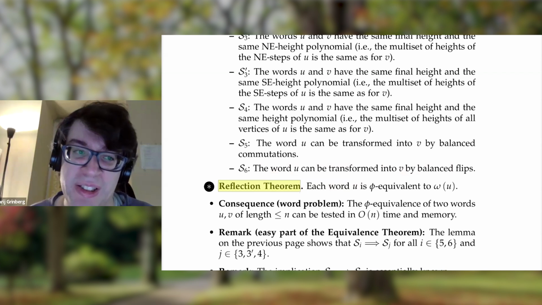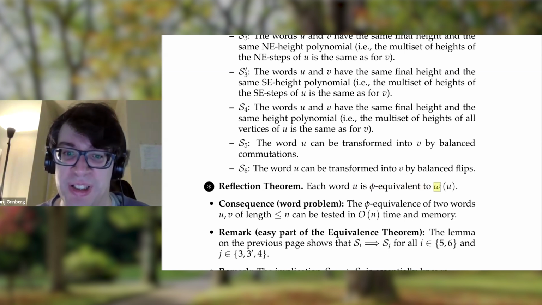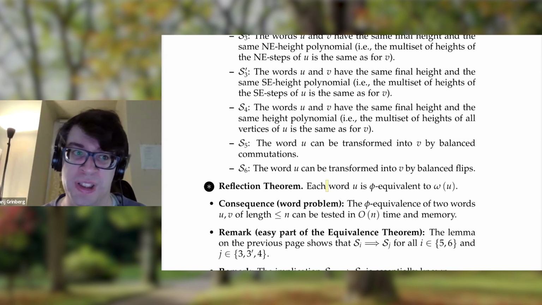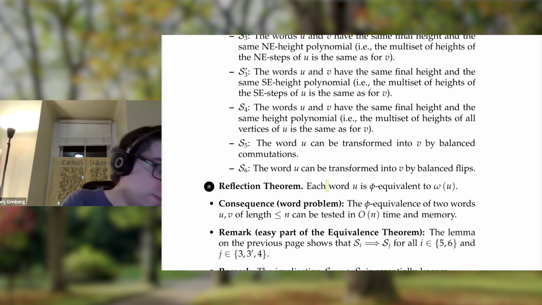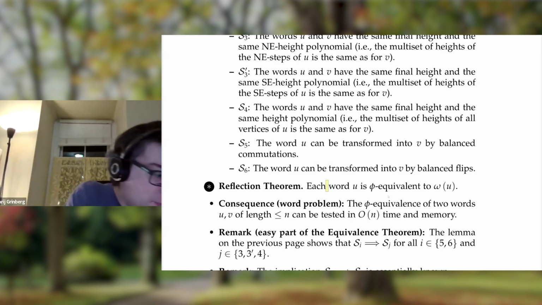Finally, there is a reflection theorem which says that every word is phi equivalent to its flip, basically. Sorry, okay, now I see that I made a mistake. Each balanced word is phi equivalent to its flip, to its omega. For non-balanced words, this cannot hold because the final heights will change.